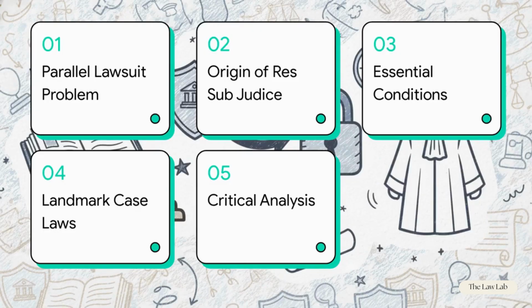To make this complex piece of code super easy to digest, we are going to run through 5 main areas. First, the parallel lawsuit problem. Second, the origins of res sub judice. Third, the essential conditions. Fourth, some landmark case laws. And lastly, a critical analysis.